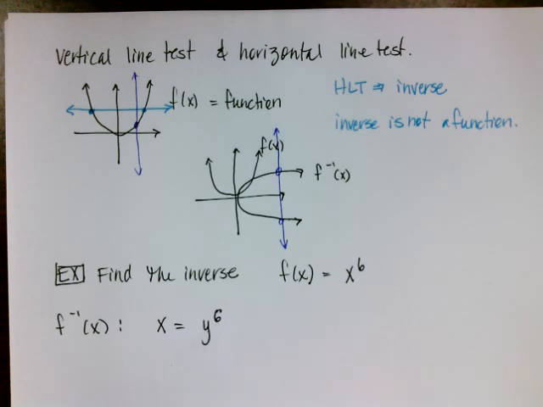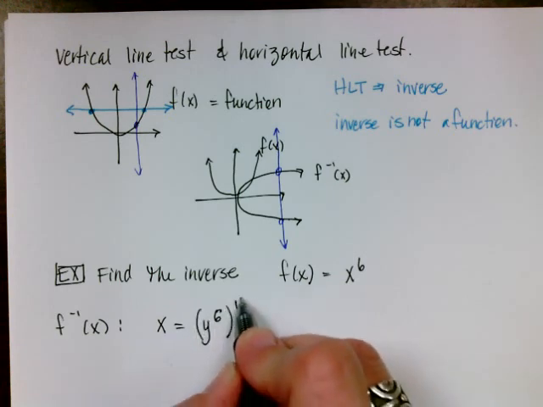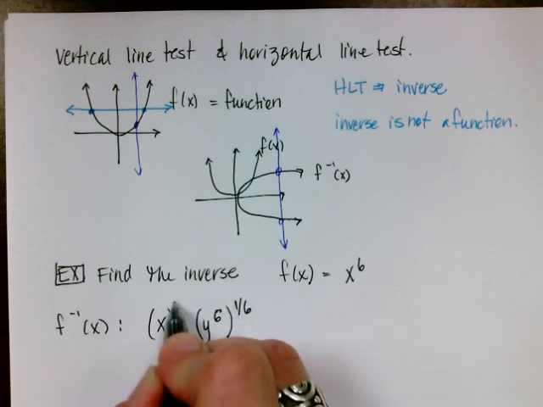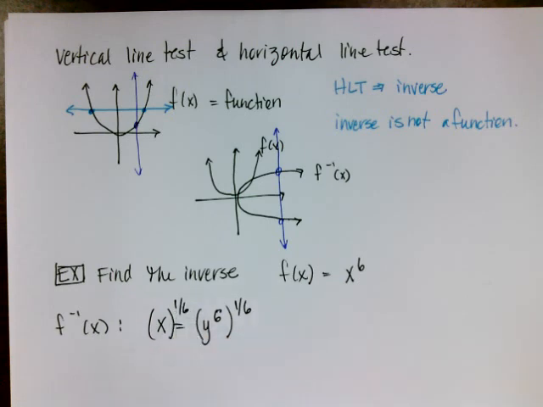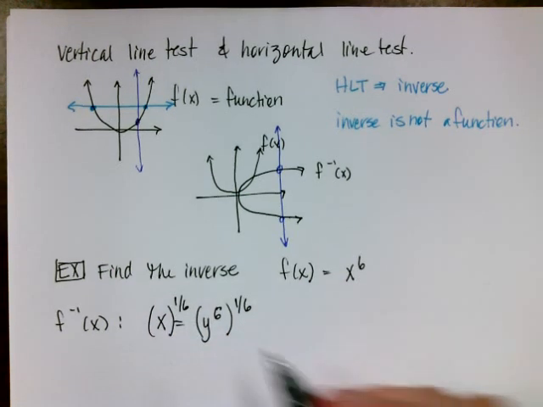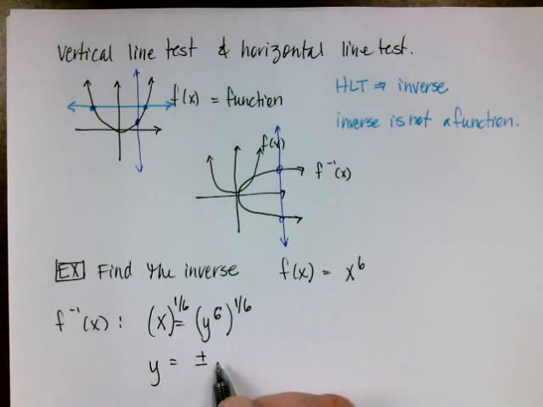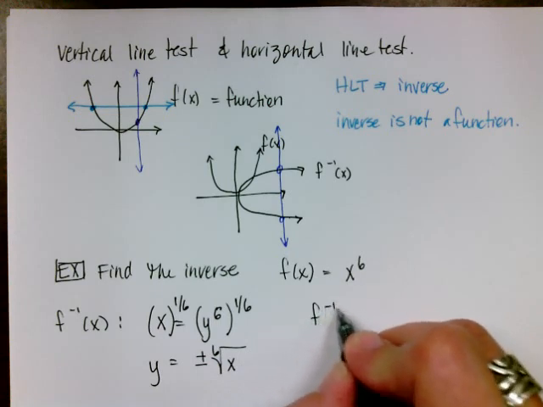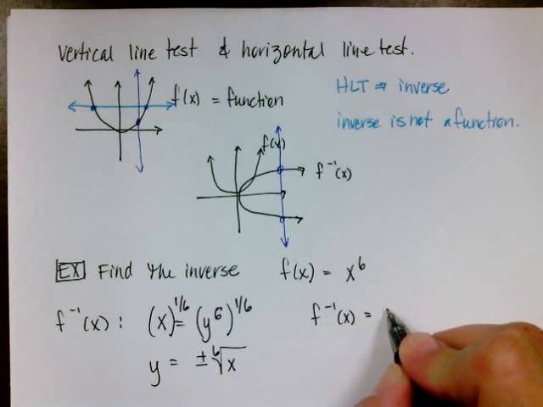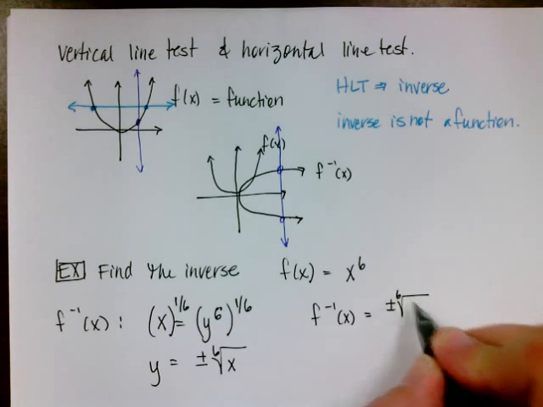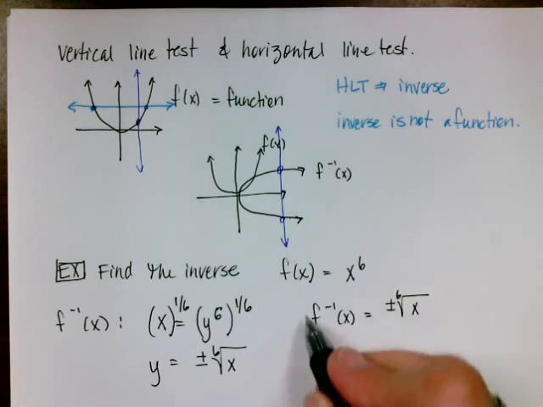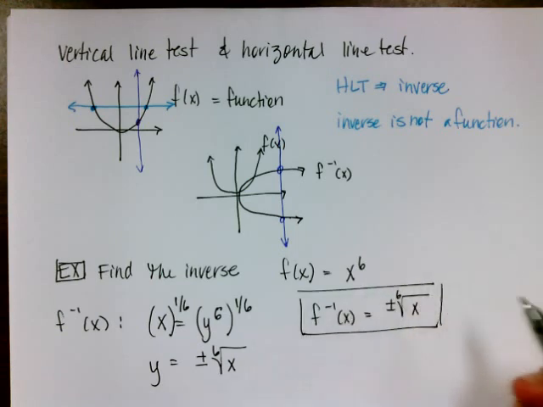Well, if y is raised to the 6th power, the way that I undo that is taking the 6th root of both sides. And notice that the 6 is even, so my y is going to equal plus or minus the 6th root of x. You could have written it as x to the 1/6, that would have been okay. So I would finish the problem by saying that my inverse is going to equal plus or minus the 6th root of x, and that would be my answer.